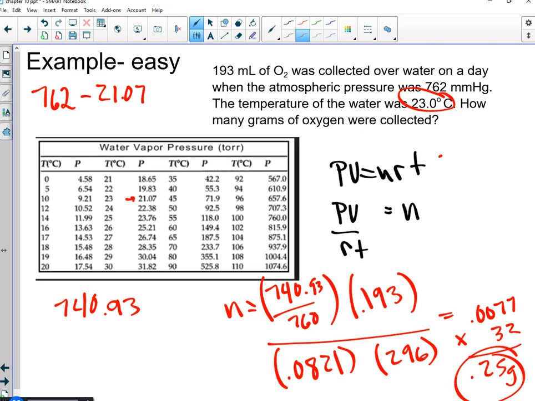How do we feel about that? Yeah, Liam? 32, that's the molar mass of O2. Oops, that's a 2. 32 grams per 1 mole of O2. So to go from moles to grams, you just multiply it by its molar mass.